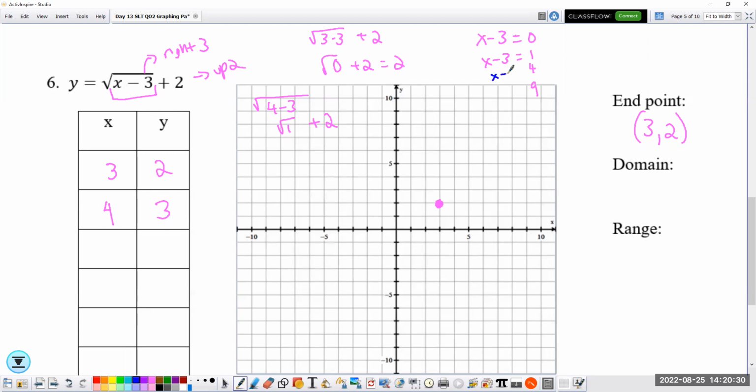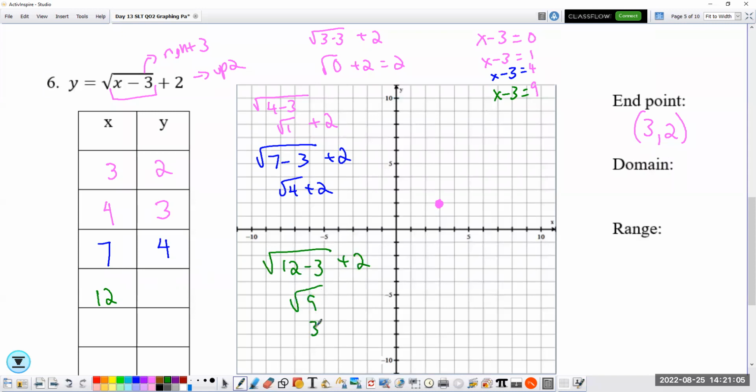So now if I do x minus 3 equals 4, if I add 3 to both sides, I get 7. Again, watch what happens. When I substitute 7 in, 7 minus 3 is 4. The square root of 4 is 2. 2 plus 2 is 4. Right, and let's do one more. If I do x minus 3 equals 9 and I add 3 to both sides, I get 12. If I go the square root of 12 minus 3, that's 9. Square root of 9 is 3. 3 plus 2 is 5.